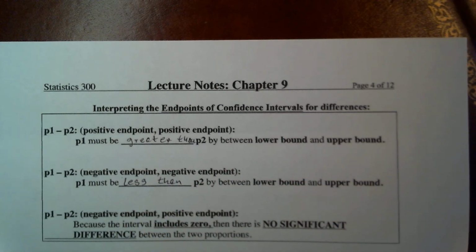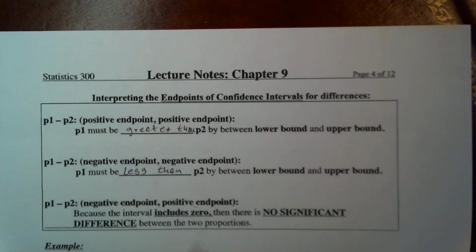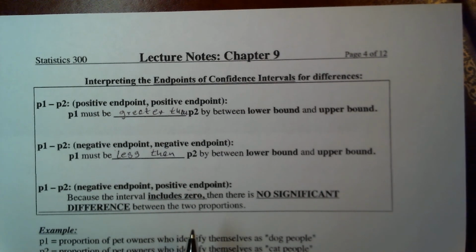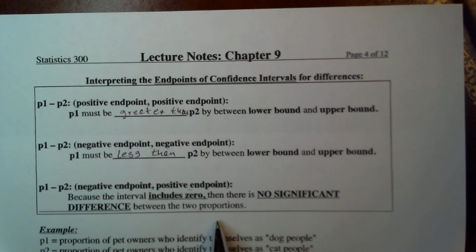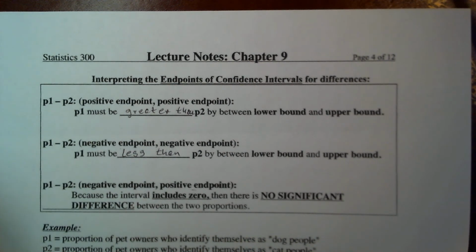And if one endpoint is negative and the other endpoint is positive, now we know that the interval includes 0. Again, then there's no significant difference between the two proportions, like we had in the previous example.